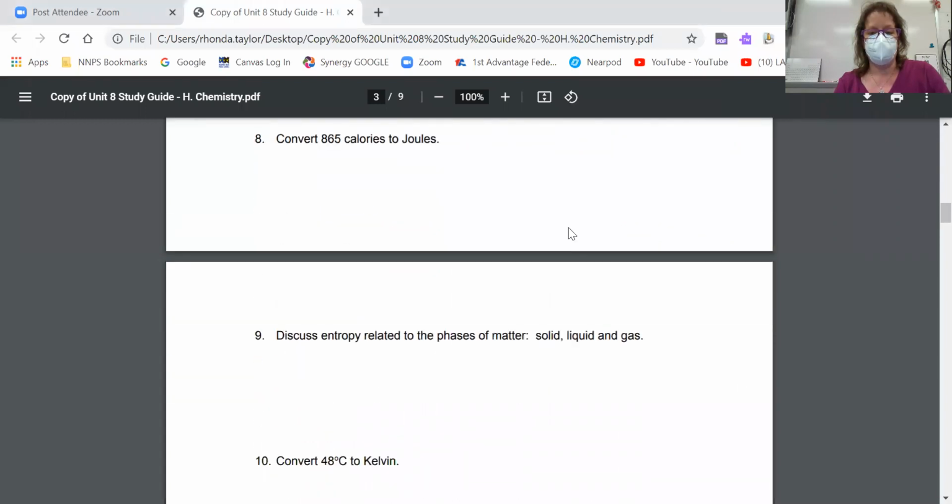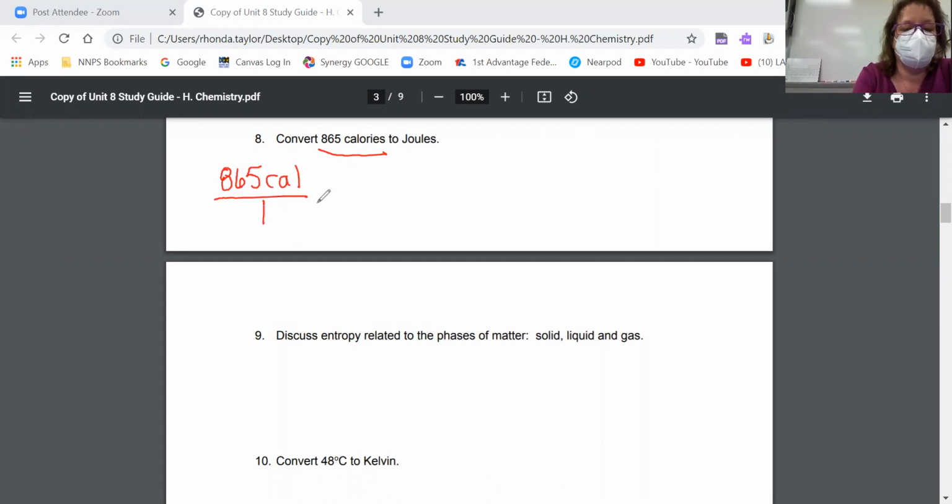All right, so now we've got a calories to joules problem. They give us 865 calories, and they want us to convert it to joules. So our conversion factor, remember, 4.18 joules to every 1 calorie. We want calories to cancel.